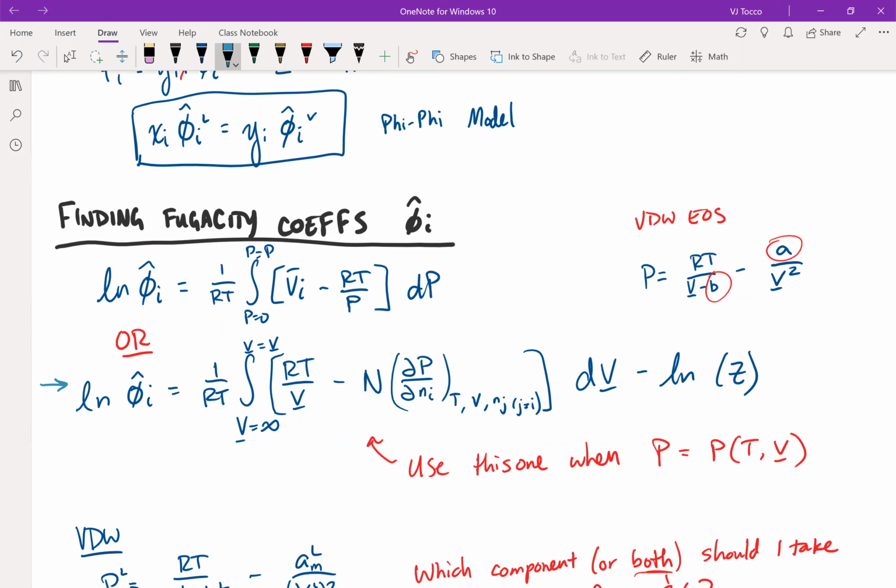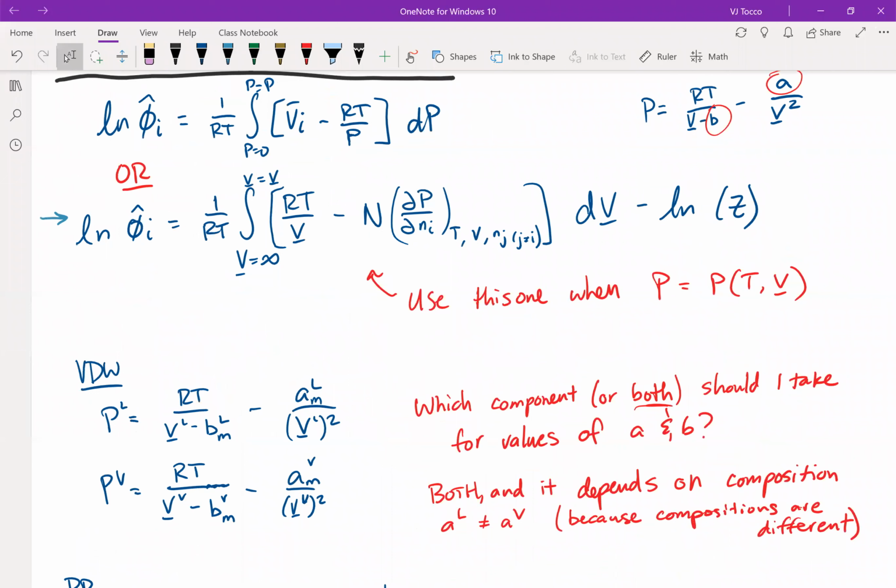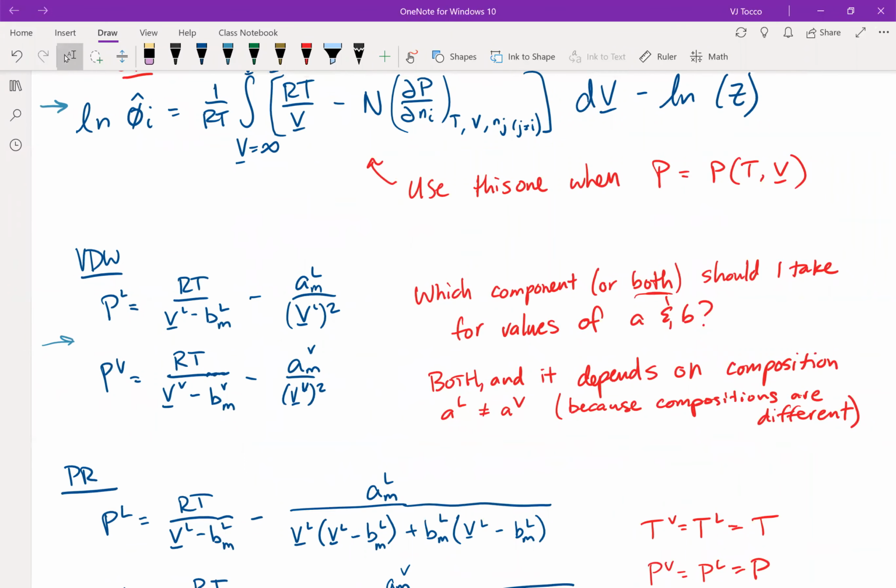So depending on the equation of state, once again, plug in P, the expression for P. So van der Waals equation of state or Peng-Robinson equation of state. And then also plugging in the mixing rules for AM and BM. This is what you get. So one moment.